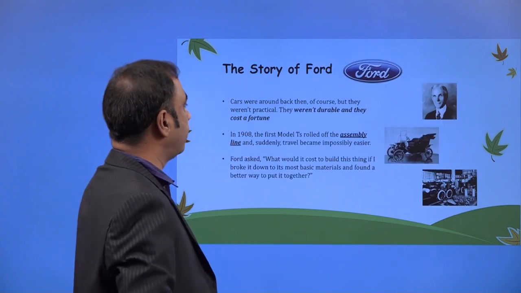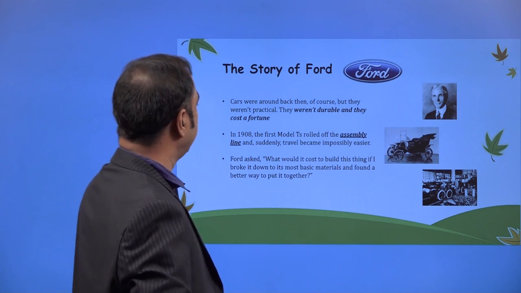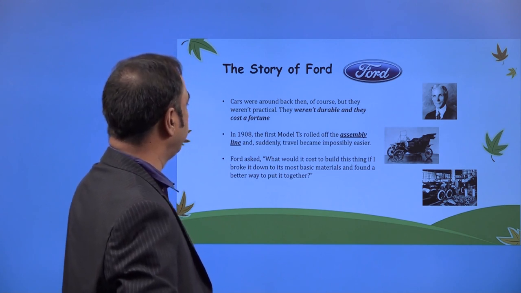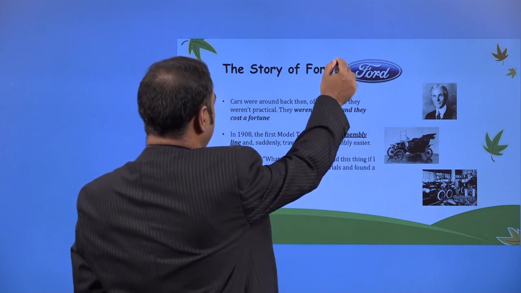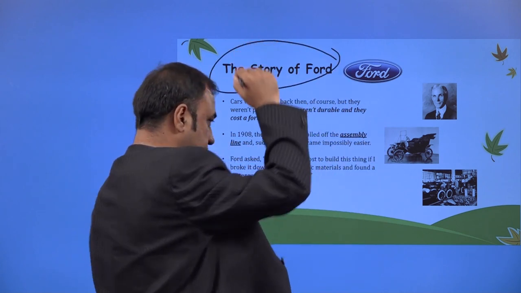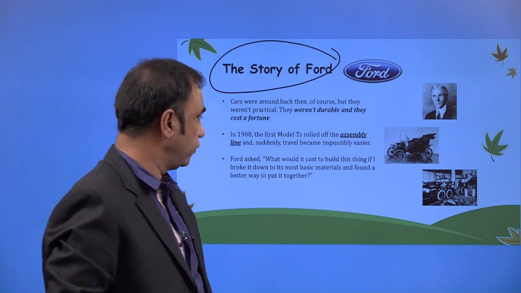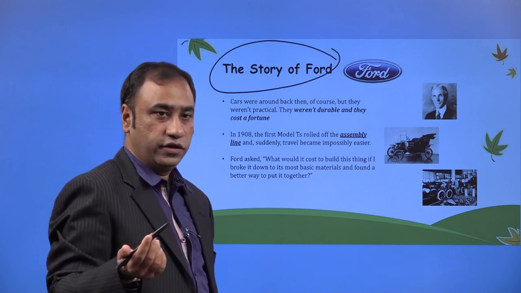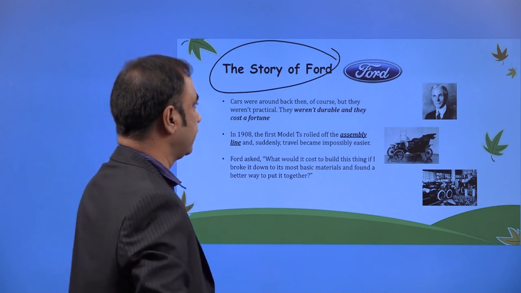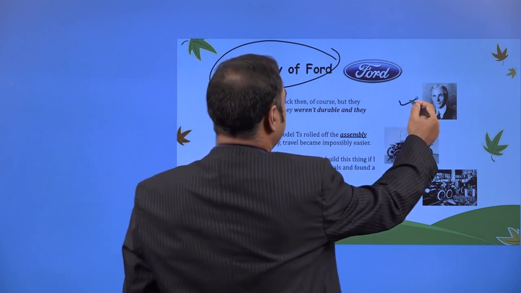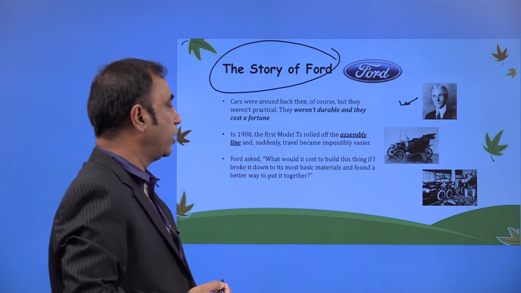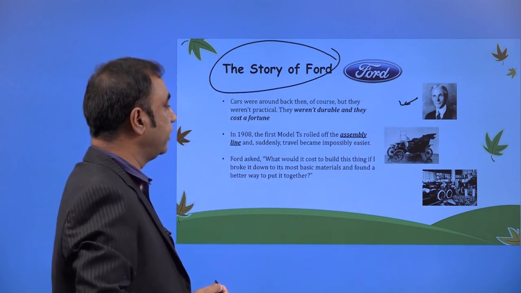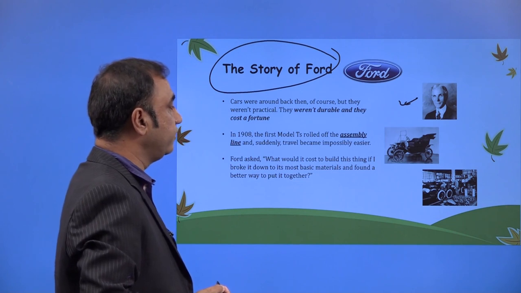Cars were around back then, of course, but they weren't practical, they weren't durable, and they cost a fortune. So the story we are learning is the story of Ford. All of you must know the Ford company. He is the person who was the owner of Ford. In 1908, the first Model T rolled off the assembly line and suddenly travel became impossibly easier.